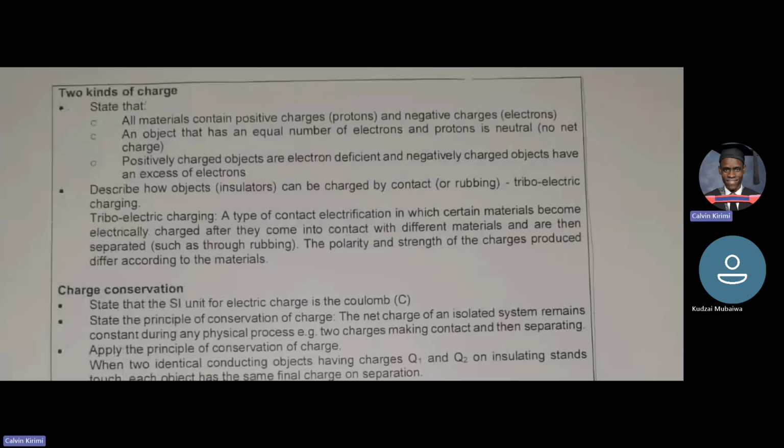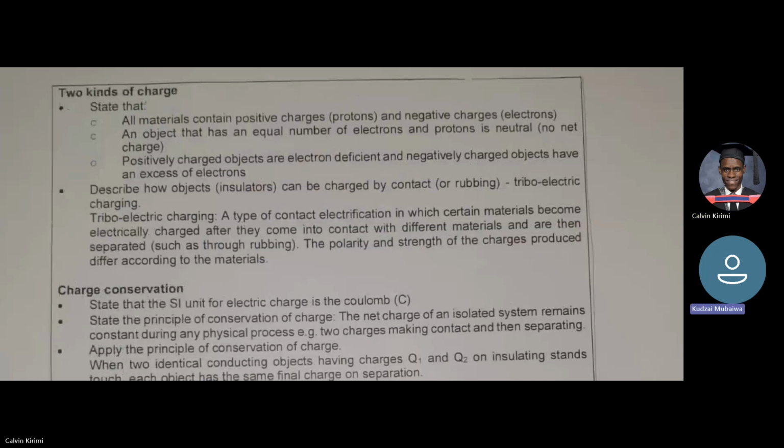So an object that has an equal number of electrons and protons is neutral, which means there is no net charge. For example, the number of protons is the same as the number of electrons. That metal is not going to be charged, it's just neutral.